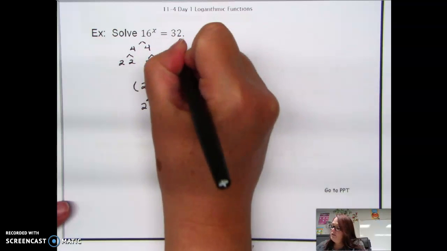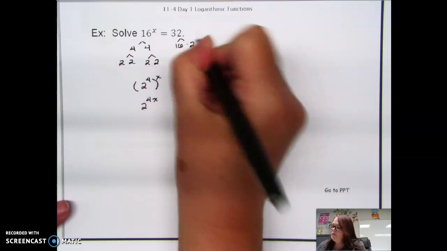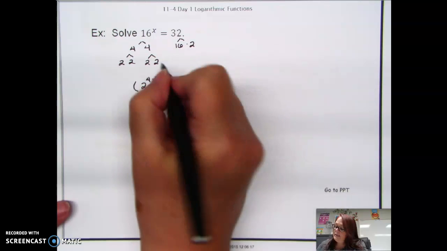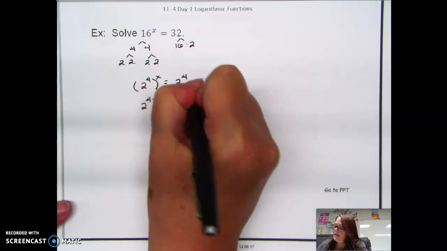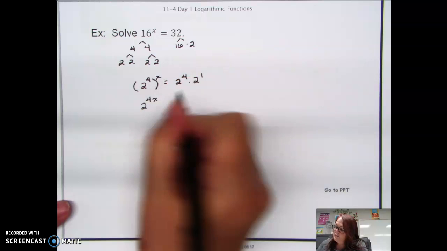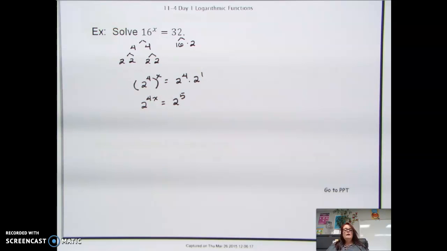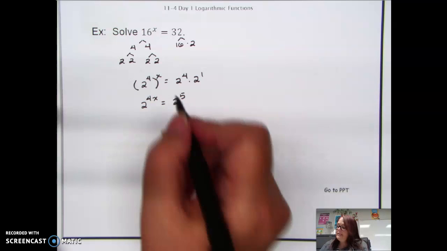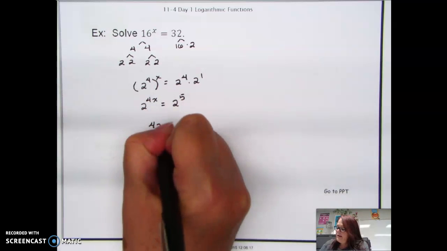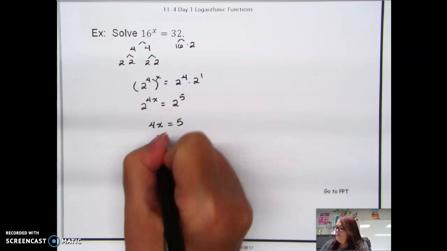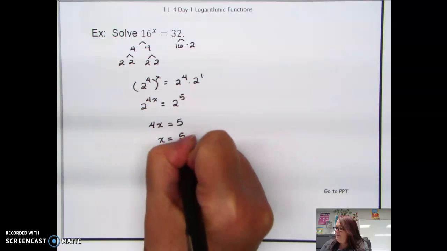And so 32, that is 16 times 2. So notice 16 is 2 to the 4th. We just figured that out, times 2 to the 1st. So that gives me 2 to the 5th. Okay. So now that I have the same bases, I can set my exponents equal to each other. So I can say 4x is equal to 5, which makes x equal to 5/4.